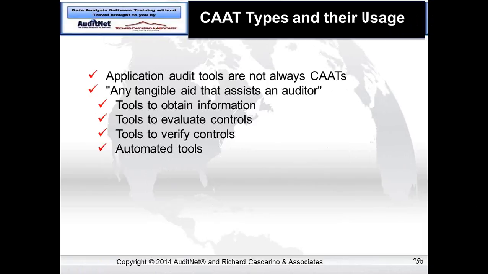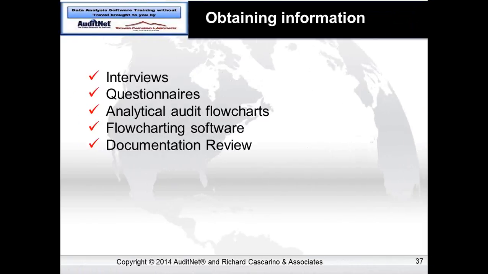As far as the will nots are concerned, for getting information, we've got interviews. How are you going to know where to look? You're going to have to go and ask people. How do you know what will be a problem? You're going to have to go and ask people. You can send them questionnaires to get consensus of opinion. You can run analytical audit flowcharts.